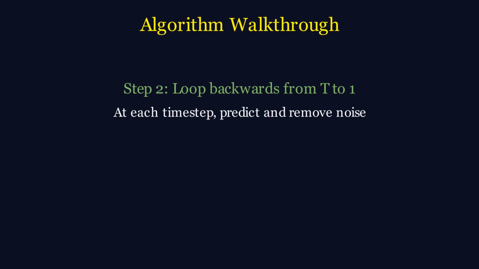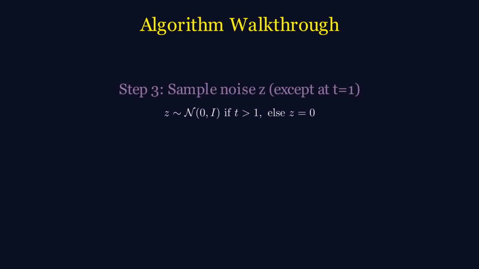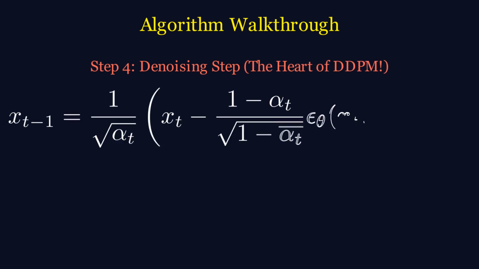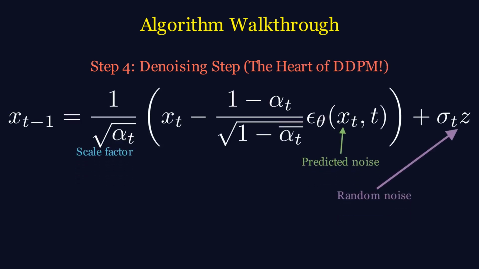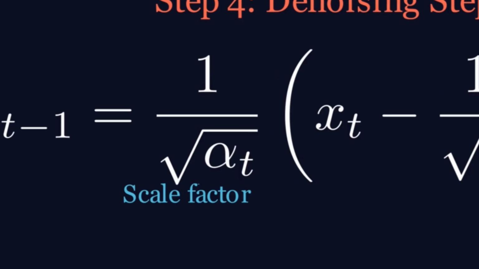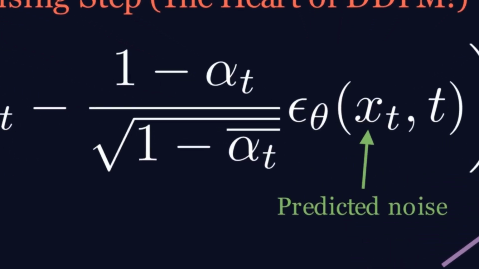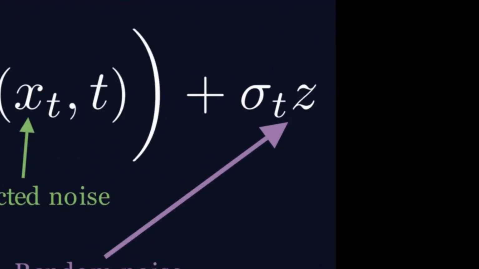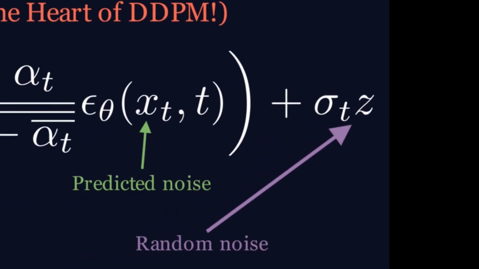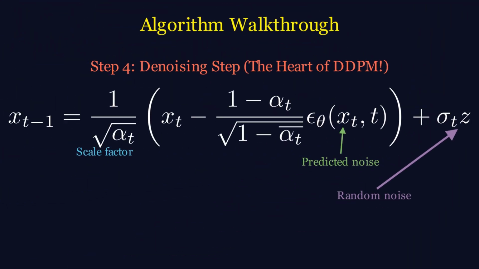We sample fresh Gaussian noise z at each step except the final step. This maintains stochasticity in our generation process. This is the heart of DDPM. We scale x_t by 1 over root of alpha_t, subtract the predicted noise, epsilon_theta(x_t, t), weighted by (1 minus alpha_t) divided by root of (1 minus alpha_t bar), and add random noise sigma_t z for stochasticity. Our neural network epsilon_theta predicts what noise was added at this time step.